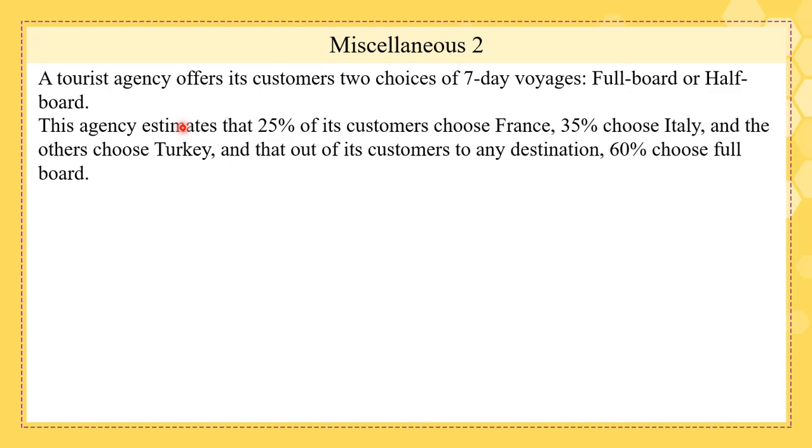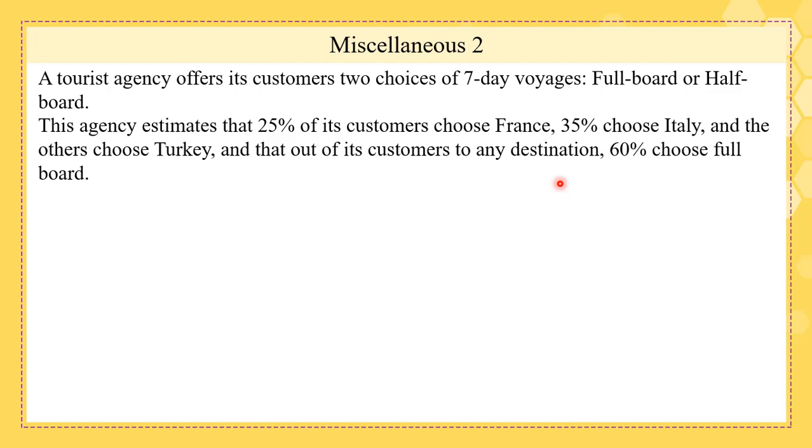A tourist agency offers its customers two choices of 7-day voyages, full board or half board. The agency estimates that 25% of the customers choose France, 35% choose Italy, and others choose Turkey, and that out of its customers to any destination, 60% choose full board. So 25% of the customers go to France, 35% go to Italy, and others go to Turkey, which are 40%.